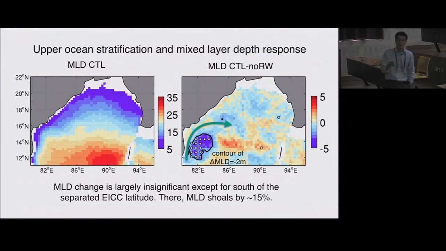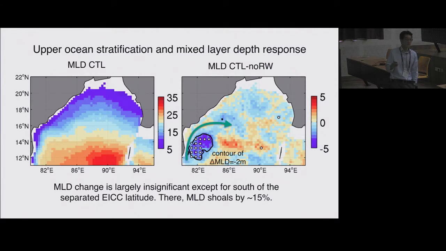So I think another consequence of this relative wind effect is stratification. It does affect the stratification in the Bay of Bengal. So this is the mixed layer depth in the model. It's very shallow in the northern bay, about 5 meters, and approaches about 20 to 30 meters in the southern bay and the western bay. And this is the mixed layer depth difference. Most of the area is insignificant.